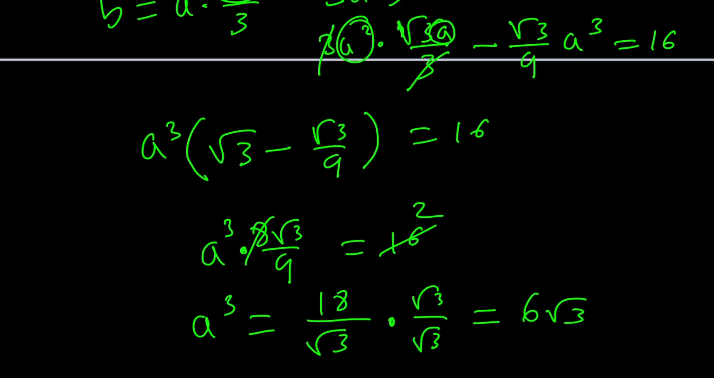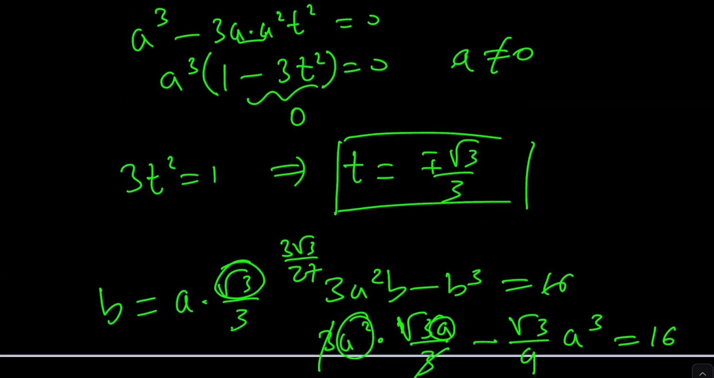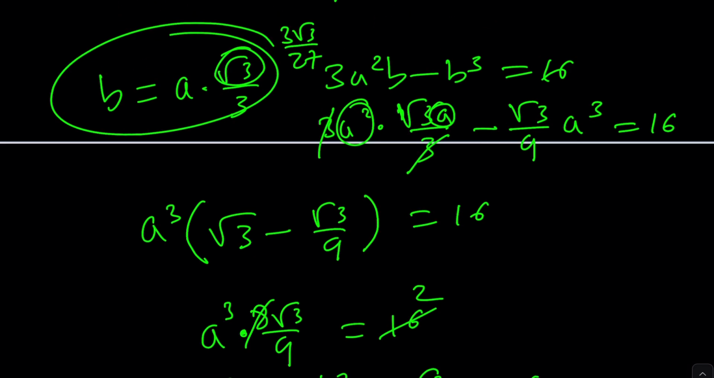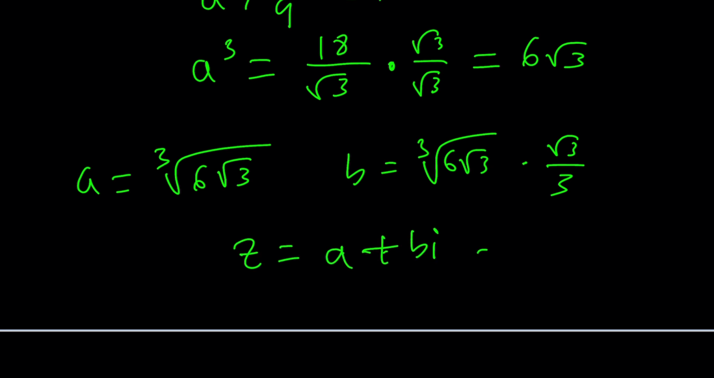And then to find a, I need to cube root it. I don't think there's a nice way to cube root it, so I'm going to write it like that. And b is just going to be a times t, which is a times root 3 over 3. There you go. Since z is equal to a plus bi, then you can write the solution, right? Easy. Okay, cool.